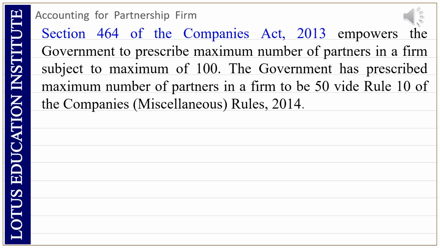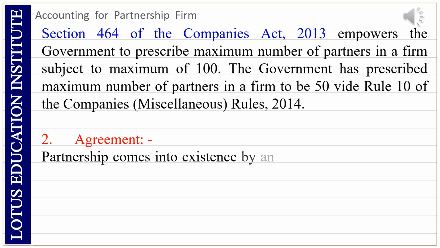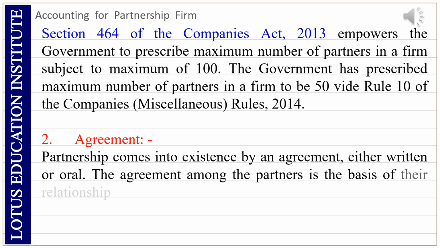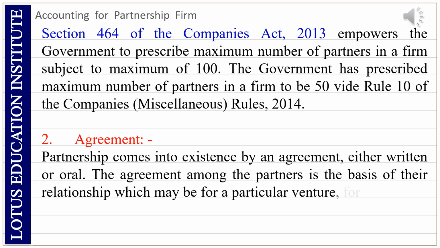2. Agreement. Partnership comes into existence by an agreement, either written or oral. The agreement among the partners is the basis of their relationship, which may be for a particular venture, for a period or at will. The written agreement among the partners is known as partnership deed.